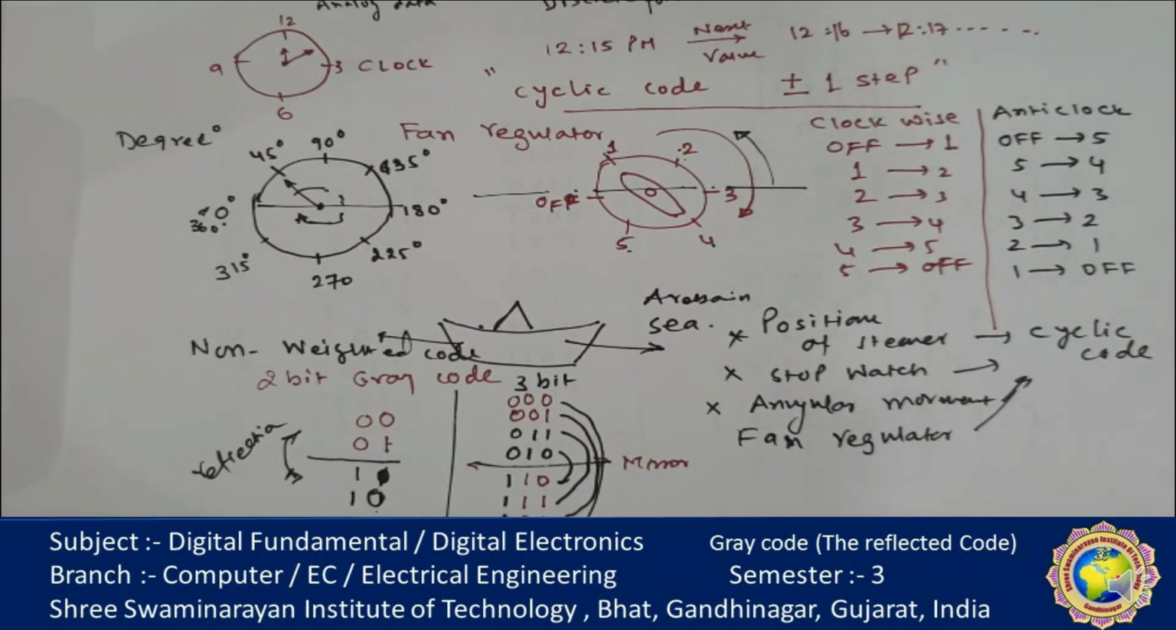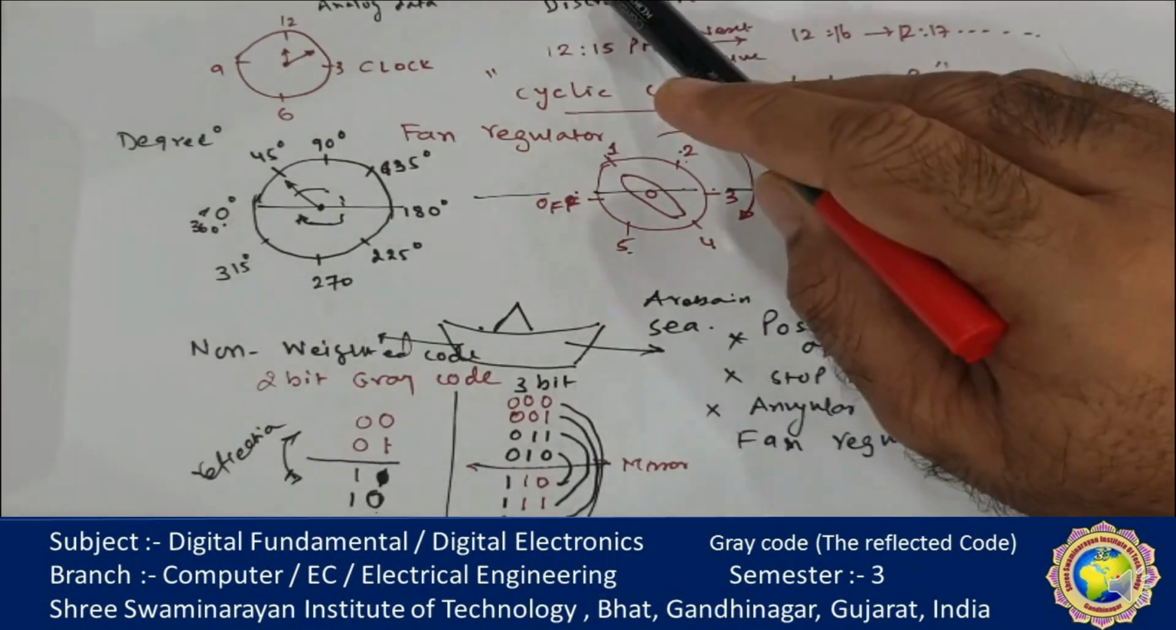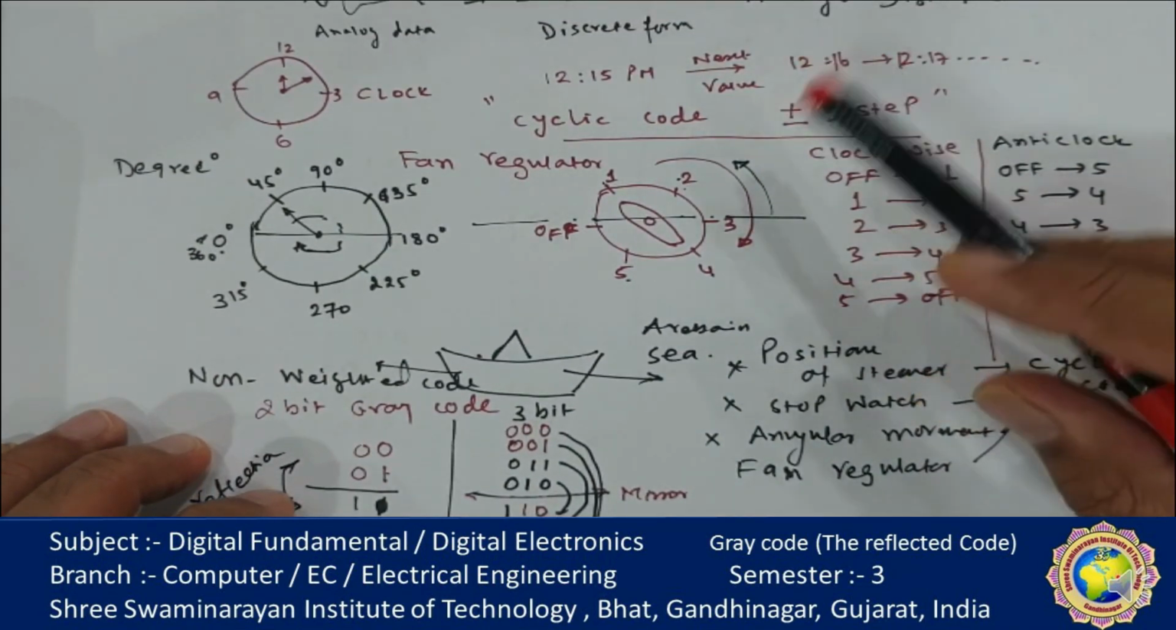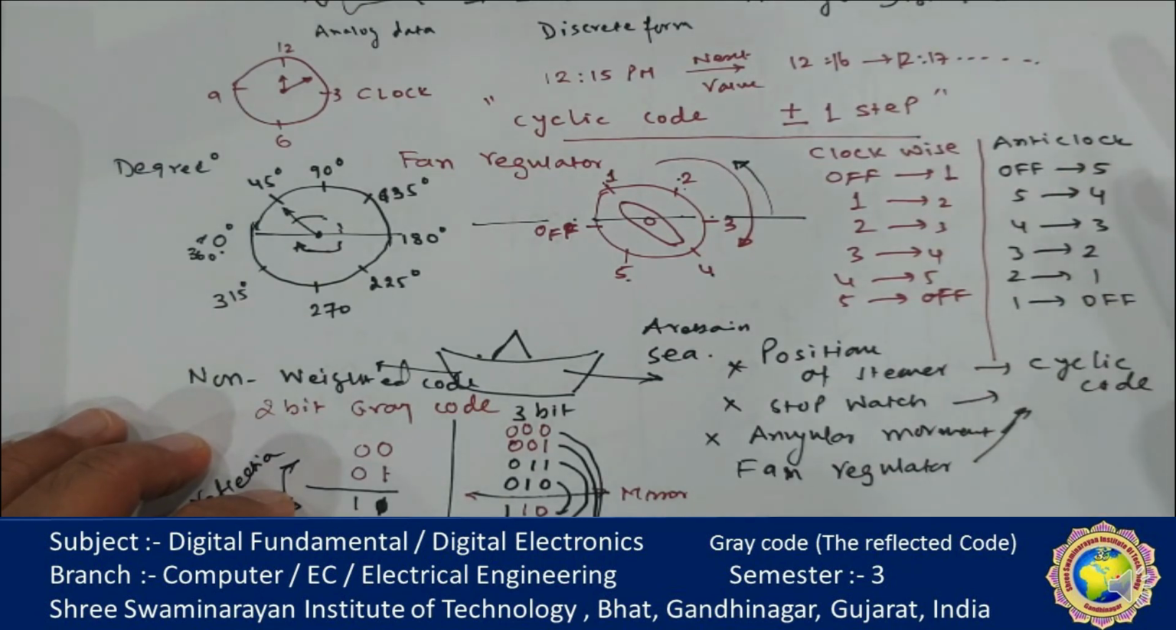Remember that the gray code is a non-weighted code, cyclic code, but it is not suitable for arithmetic. The biggest disadvantage is it is not suitable for arithmetic. It is only suitable for incremental or decremental value from the previous stage.